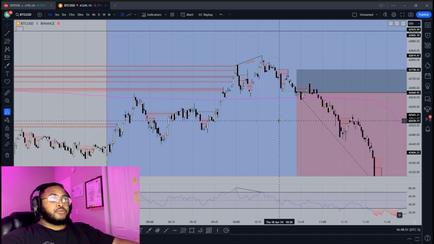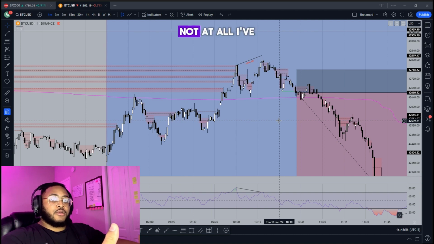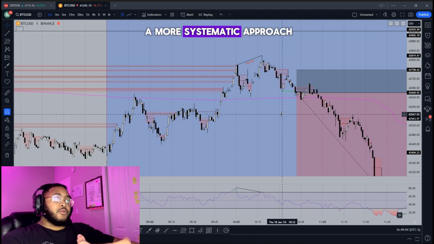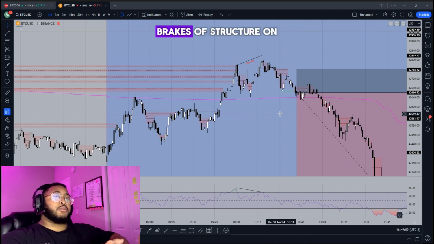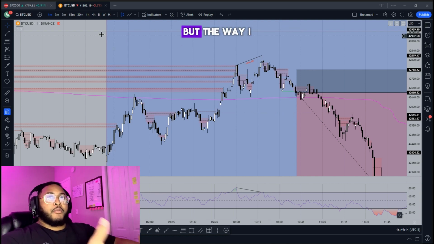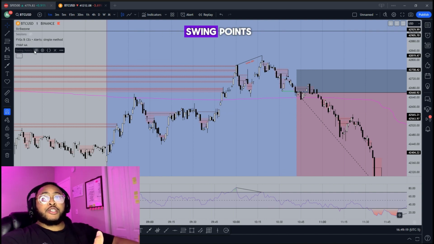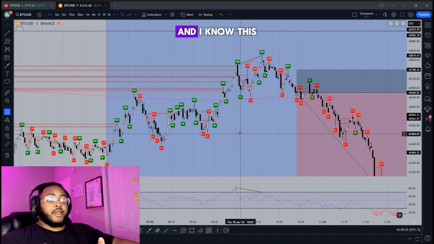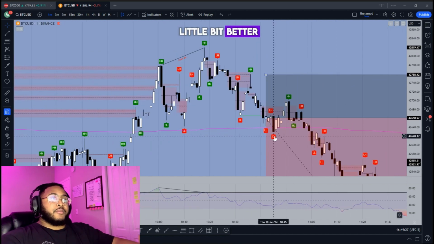Now, does that mean that when price action does this, it will always go down? Not at all. I've seen divergence pop up and price action continue to go higher. What gives me a more systematic approach to my entries is how I use breaks of structure on the 15 minute. I use breaks of structure on the 1 minute too, but the way I do it is a little more nuanced. The indicator that I use is called swing points. I know this is going to trip you guys up, but I'm going to explain it a little better.